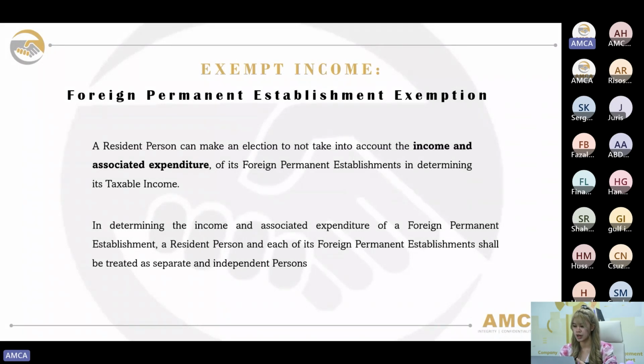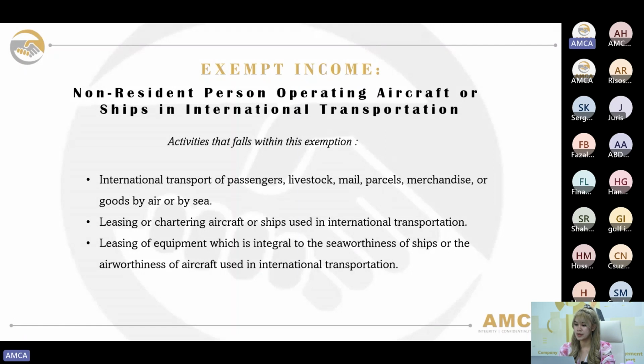The last exempt income that was specified in the law is that of the non-resident person operating aircraft or ships in international transportation. This exemption is granted under the reciprocity principle, wherein UAE residents operating aircraft or ships in a foreign jurisdiction will similarly be exempted or have the same tax treatment as applied. For this specific exemption, certain conditions have to be met.